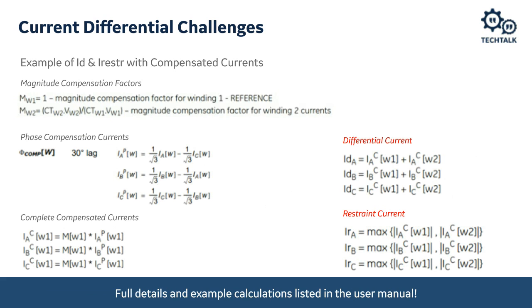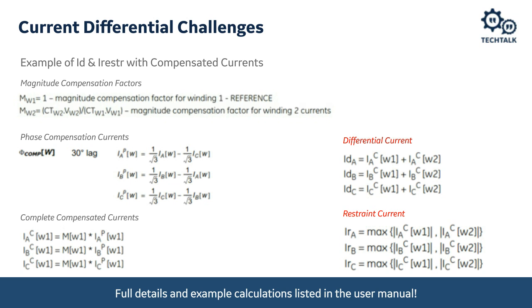So just to give you an idea of what the actual calculations look like, there's a lot on this slide here. These are some example formulas from the 845 relay user manual. You see the first thing we do is calculate the magnitude compensation factors. Simple enough. Then for the type of example transformer we have, I picked out the corresponding phase compensation formulas. And then the final compensated current values that make use of the magnitude factor and phase compensated values is shown on the bottom left.